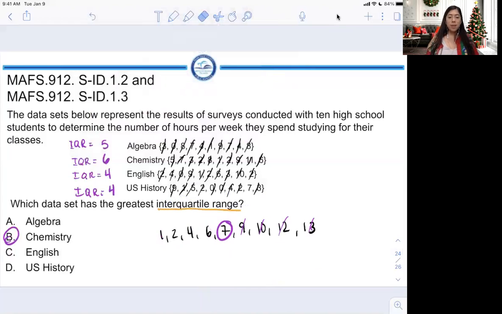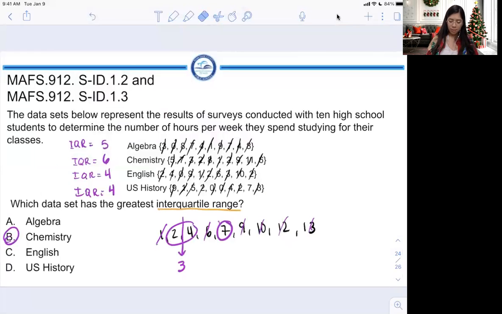No, you can't include the 7 because it's right in the middle. So when your median is one of the numbers, when it's an odd amount of values, so there's a number right in the middle, we're not going to include it when you look for Q1. So my Q1 would be 3.